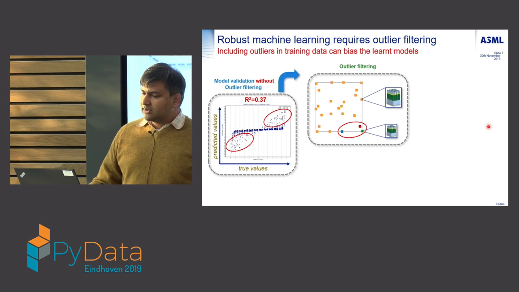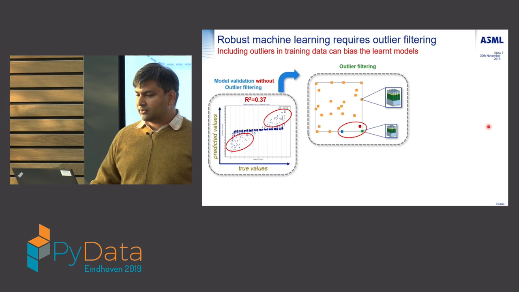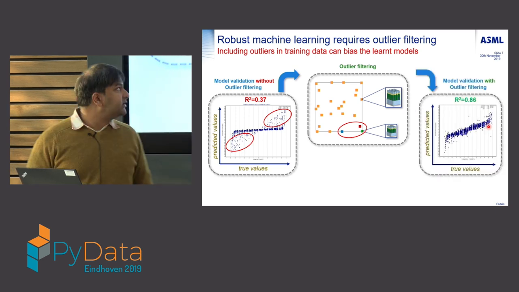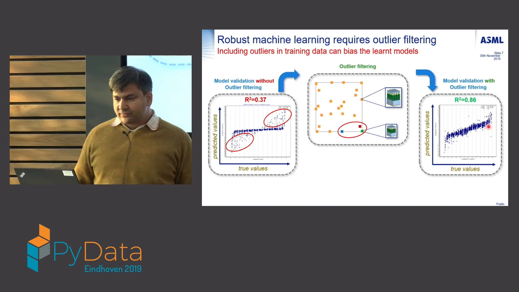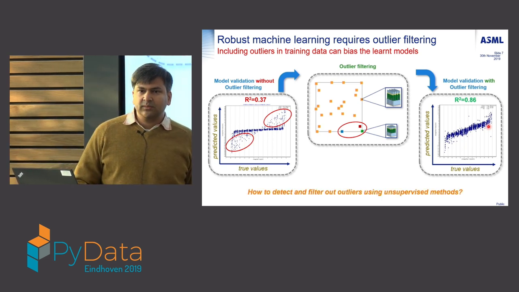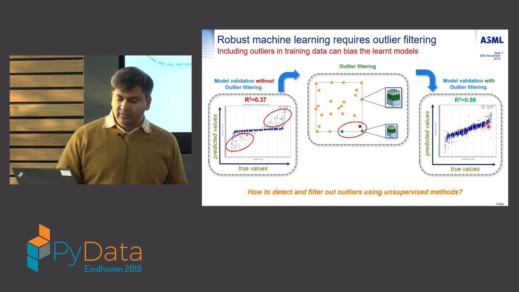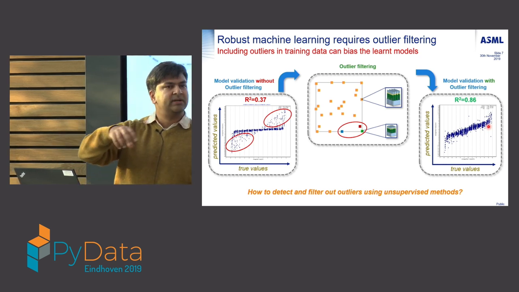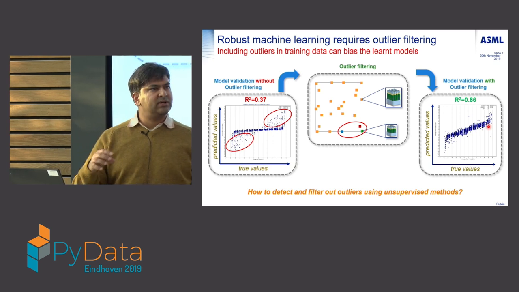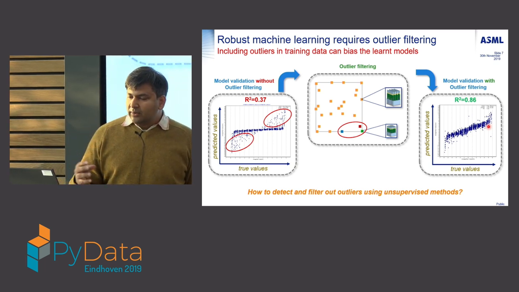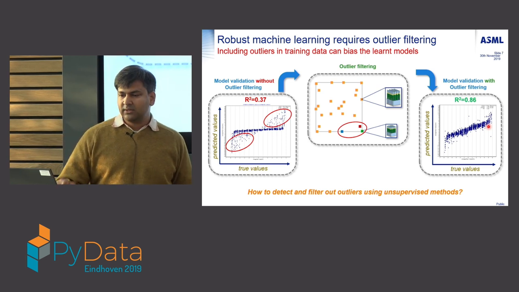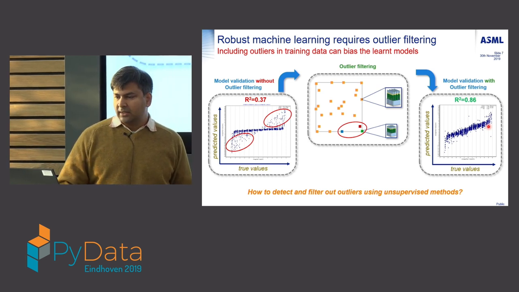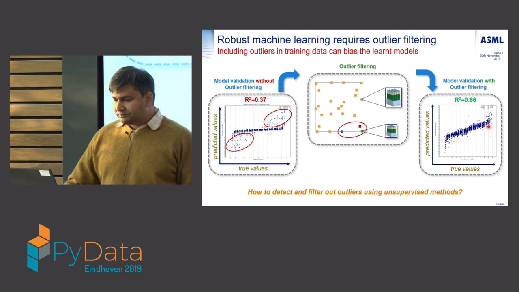If you were able to somehow identify these structures and remove them from the training data, then you see that your model starts really improving. You have a much larger R square. And now the question is, well, you could detect them by, for example, looking at the wafer with a scanning electron microscope, but that is a very expensive process and it's not fast enough. The question is, how can you detect and filter out these outliers directly from your data using unsupervised methods? And that's what I'm going to talk about.